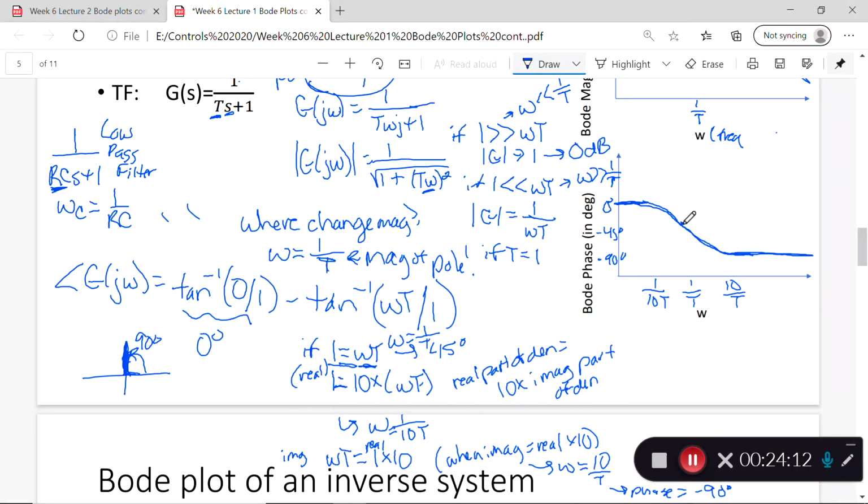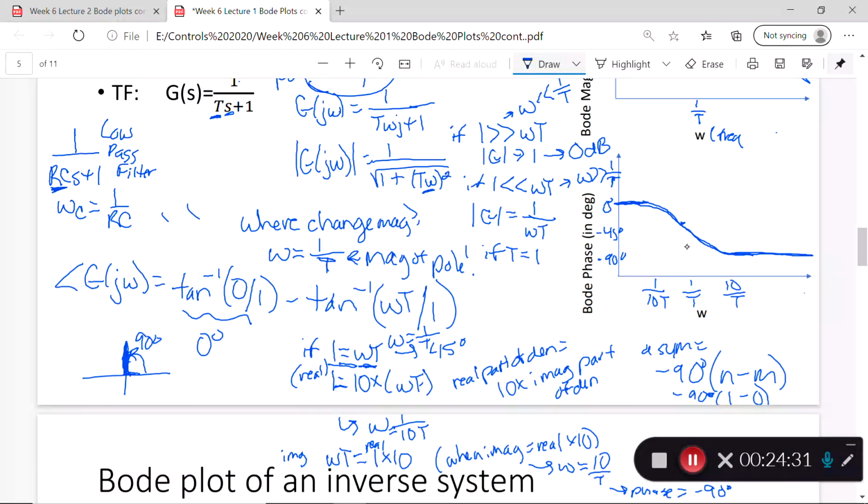So my rule is that I'd get an asymptote at negative 90 degrees for my phase graph times n minus m. Again, n's my number of poles. I had 1 pole here, so negative 90 times 1 minus no zeros. So slope at negative 90.